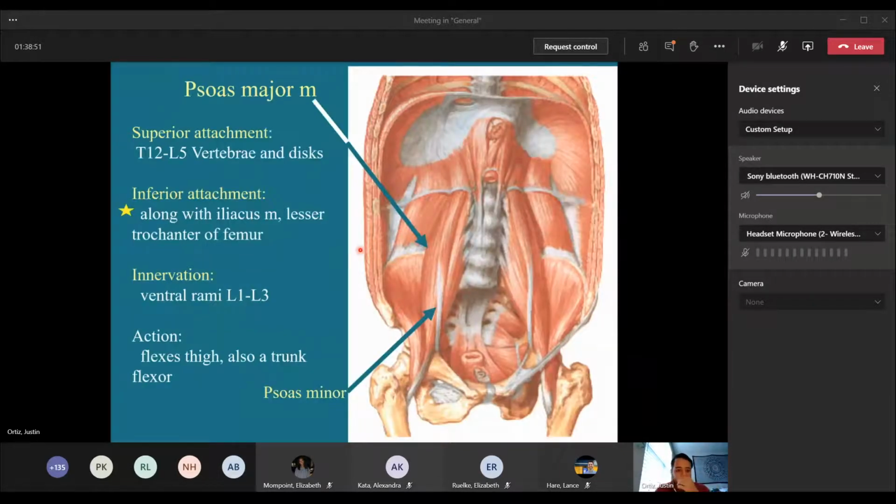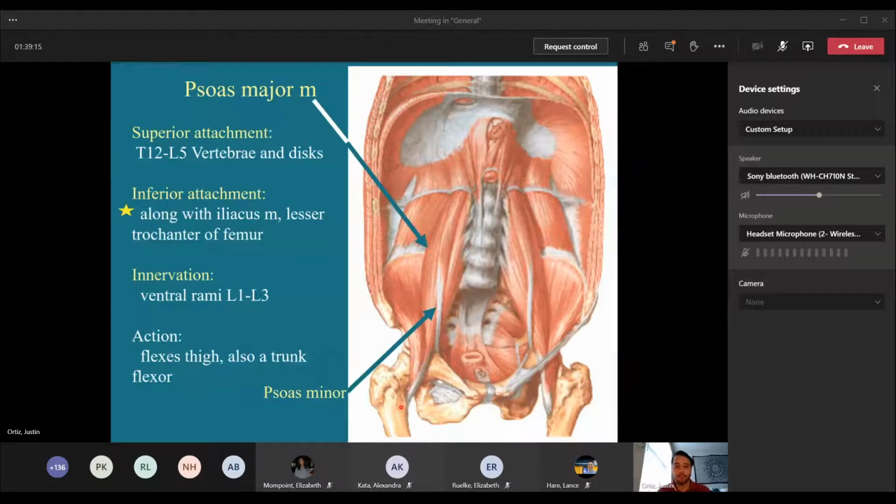Your psoas major. So again, I would note that your psoas major is going to run with your psoas minor, right? So you know your psoas major, psoas minor, as well as your iliacus muscle. Remember your iliopsoas, remember when we talked about that before, because your psoas major runs with your iliacus, they become one muscle when they cross the os coxae and eventually join the lesser trochanter of the femur, right?